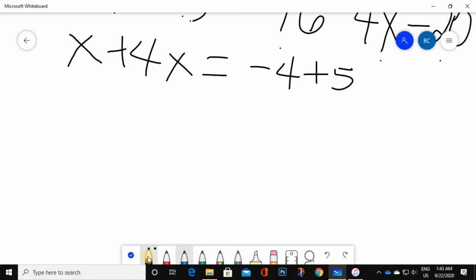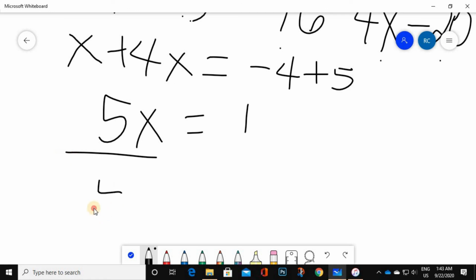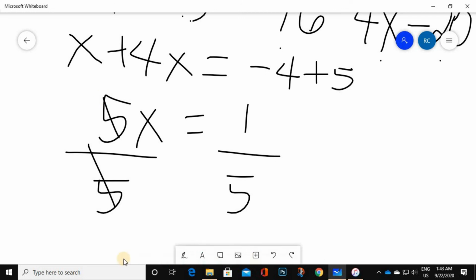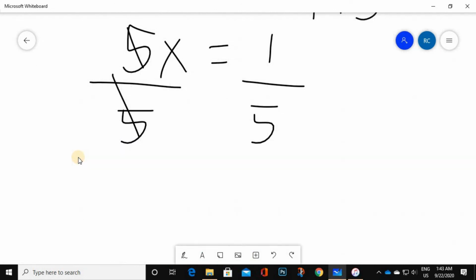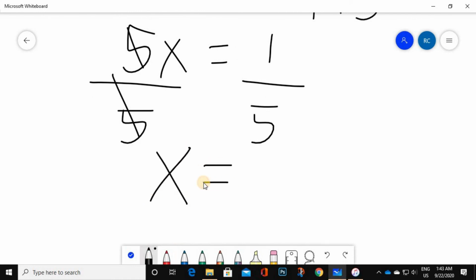So, yung x plus 4x ay 5x. Tama. At yung negative 4 plus 5 ay positive 1. Tama. So, eliminate na natin by 5. Ito rin ay over 5. So, maka-cancel out ang 5. Therefore, ang magiging value ng ating x ay x equals 1 over 5. So, nakuha natin yung final answer.